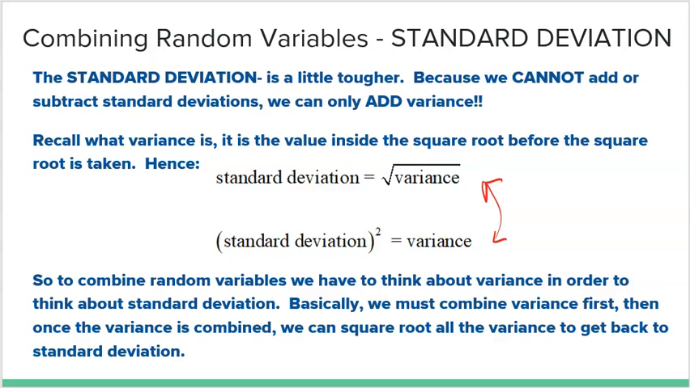So to combine random variables, we have to think about combining their variance first. Basically, we must combine all the variance together. Then, once all the variance is combined, we can take the square root of the variance, because the square root of variance is how you get back to standard deviation. So that's what you need to memorize. The idea is that we cannot add or subtract standard deviations. Don't you ever dare take two standard deviations and add them together. Never, ever, ever. You have to add their variance.